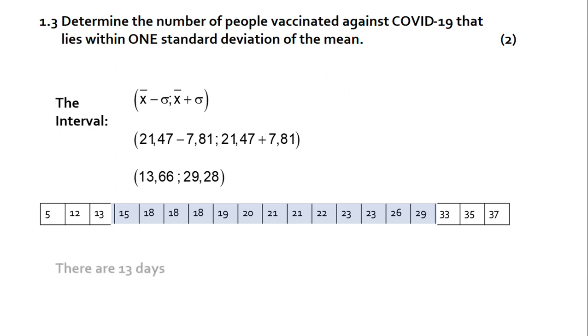Now, when you count these numbers, you will see that there are 13 days that had people who came to vaccinate lying within 1 standard deviation.